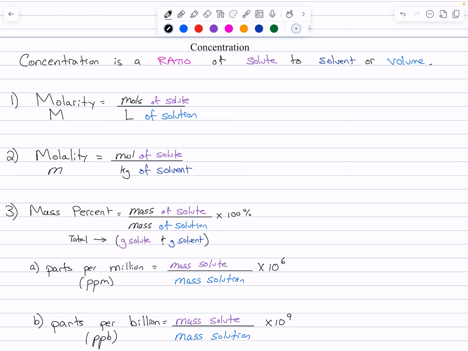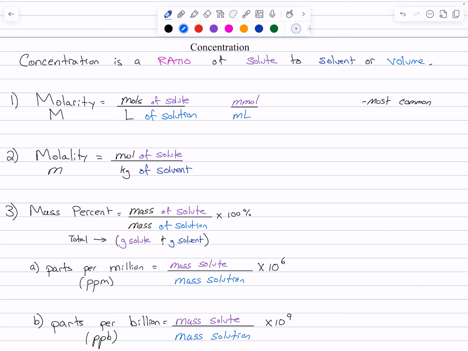And molarity is probably the most common. It's moles of solute per liters of solution. It can also be millimoles of solute per milliliters, because if you divide the top by 1,000 and the bottom by 1,000, it works. So if you have small concentrations, millimoles per milliliter works just nice too.